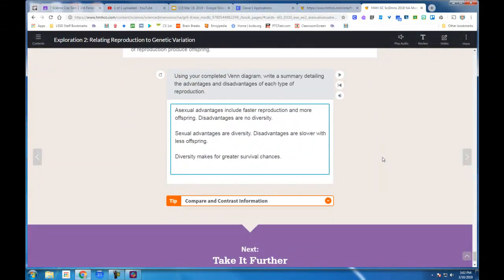Advantages and disadvantages. You're just going to describe that in sentences. So something like asexual advantages include faster reproduction and more offspring. Disadvantages, there's no diversity. And sexual is just the opposite. There is diversity, but it can be slower with less offspring. And the idea that diversity makes for greater survival chances.